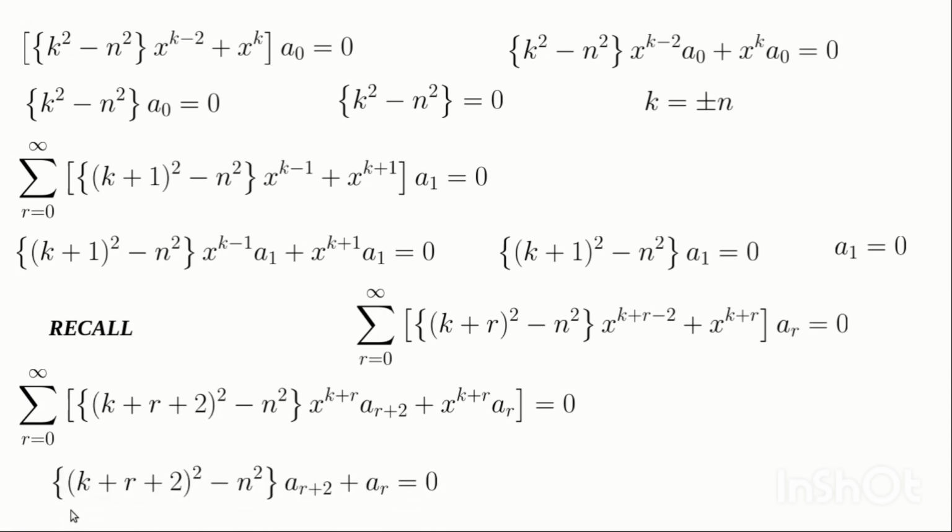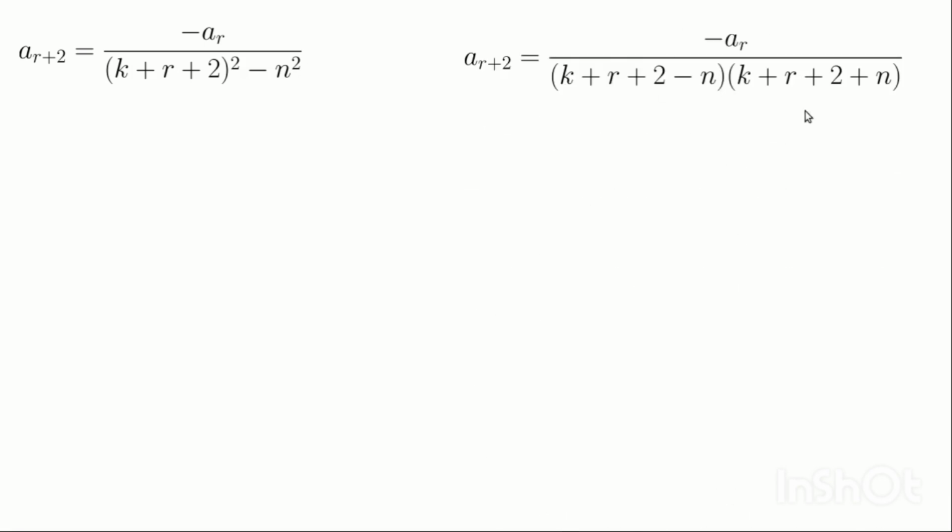So we now have (k+r+2)... a_(r+2) plus a_r, which is the coefficients of x^(k+r), equal to 0. So at this point, we can make a_(r+2) the subject of the formula to get our recurrent relation, and hence we get this expression. So at this point, we can simplify this one further, because we can say it's a difference of 2 squares, and we have this expansion. So it will be this, what is inside here, minus this, what is inside here, plus n, which is what we have here.